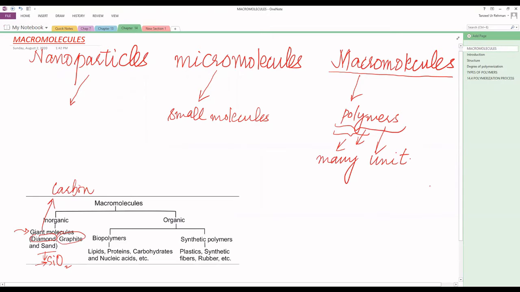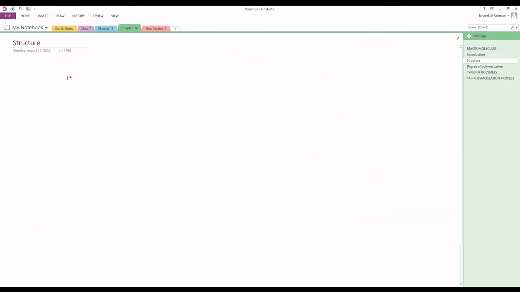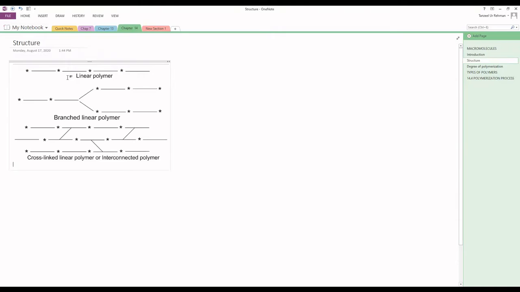And in organic macromolecules, we have two types. We divide these organic macromolecules into biopolymers and synthetic polymers. Biopolymers are those macromolecules which are present in living organisms like lipids, proteins, carbohydrates, nucleic acids. And synthetic polymers are those macromolecules which we prepare in our lab. Synthetic fiber, rubber, plastics. And here polymers की स्ट्रक्चर को हम तीन तरह से रिप्रेजेंट कर सकते हैं.